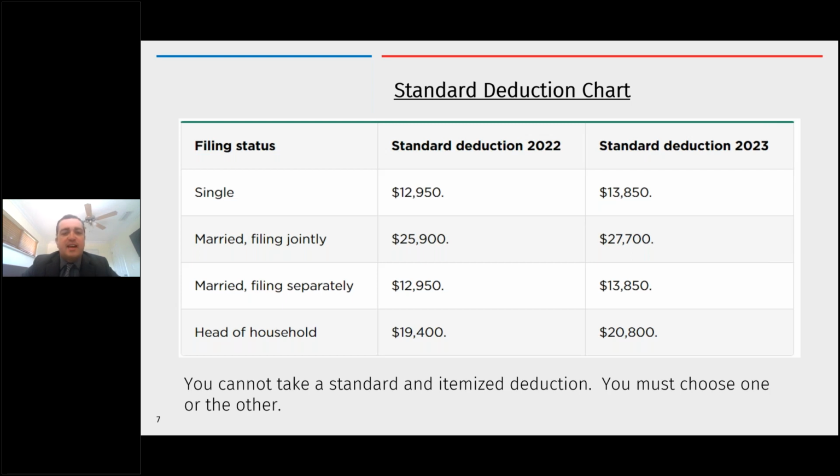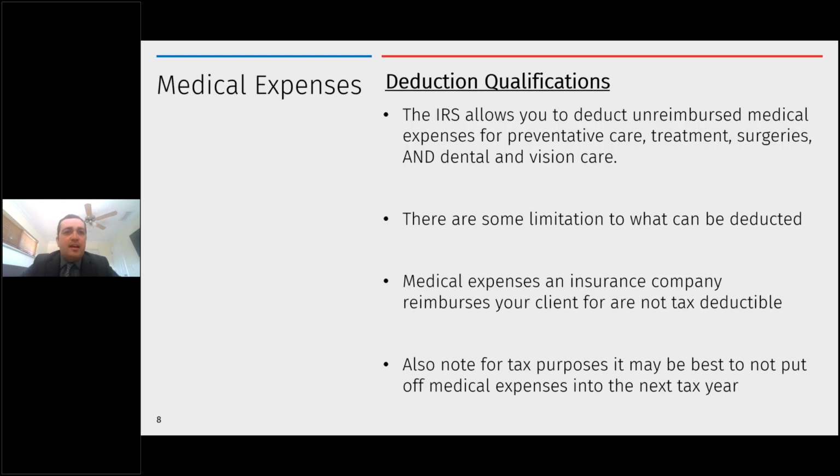And just one last time, because it is a common question I get, you cannot take a standard and an itemized deduction. You must choose one or the other. So let's go ahead now and talk about medical expenses.